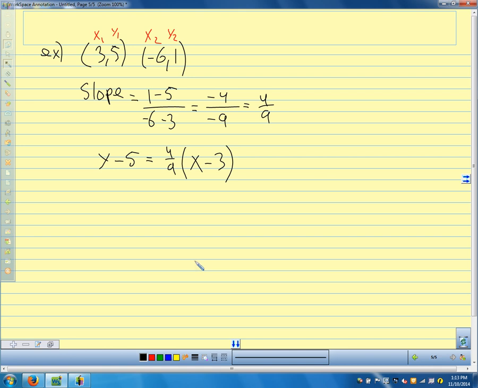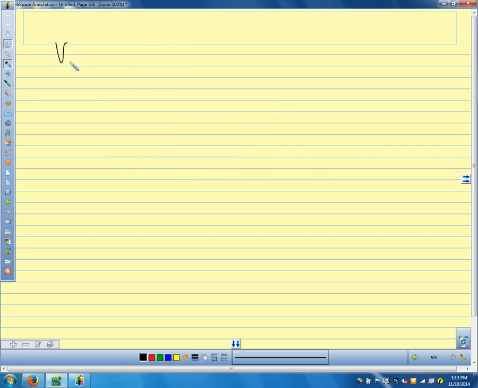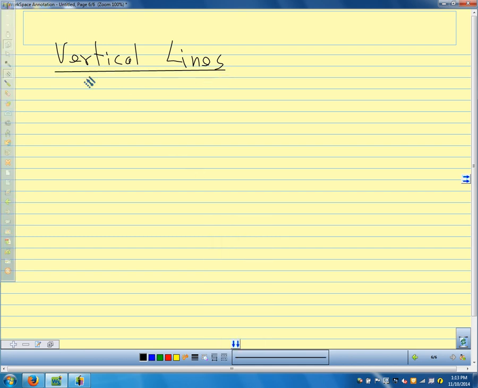All right, one last thing we need to talk about today. Vertical lines. What's the slope of a vertical line? What is our run on a vertical line? Our run is 0, so we have a rise over 0.